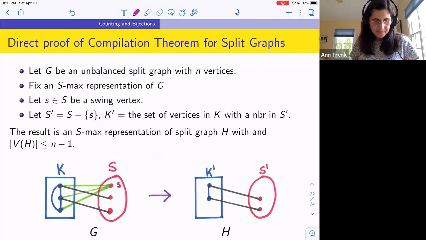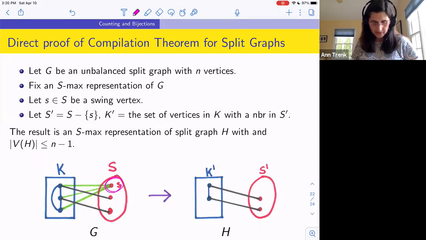We start with an unbalanced split graph on n vertices. We take an S max representation of it. I have an example at the bottom here. Since it's unbalanced, it's going to have a swing vertex. So we grab a swing vertex, it must be this thing. Yep, because I'm S max, the swing vertex is going to be on the S side.